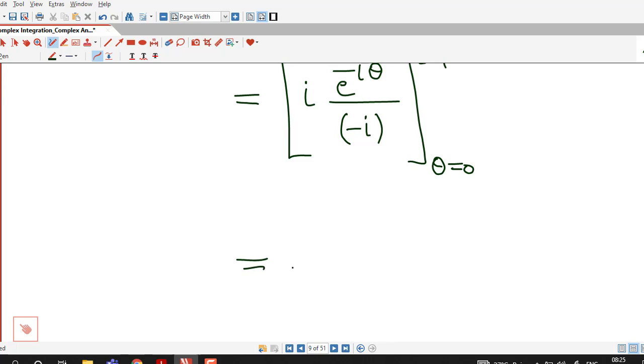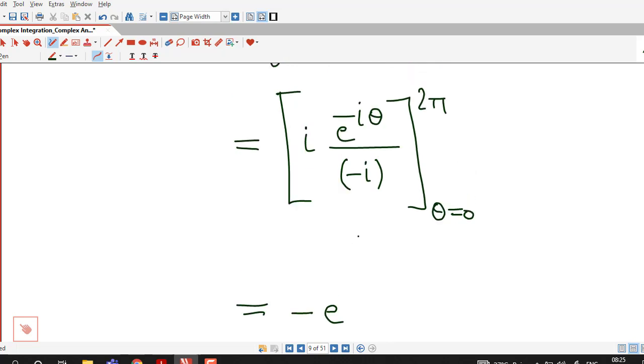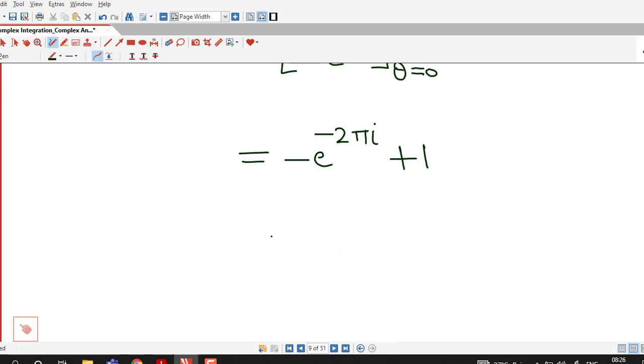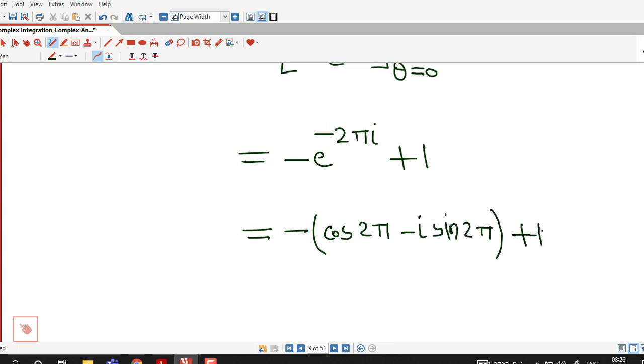So here I will cancel out, and we are left with negative of e raised to minus i theta, where theta is from 0 to 2 pi. First we put theta equal to 2 pi, so we have e raised to minus 2 pi i, minus, minus plus: theta is 0 for the lower limit, so e raised to 0 is 1. Now if we simplify this by Euler's formula, this is cos 2 pi minus i sin 2 pi plus 1.